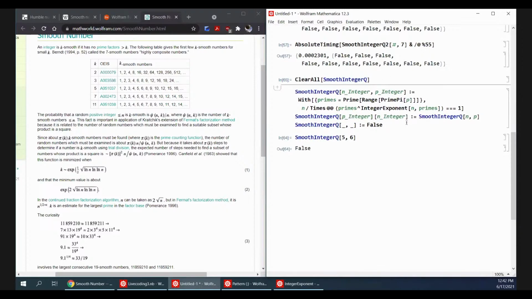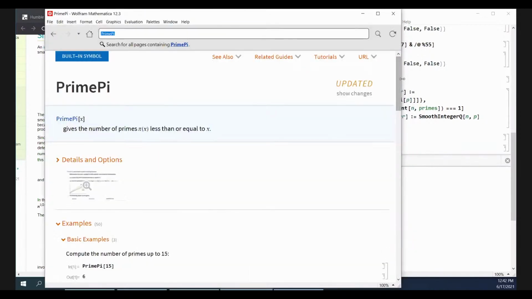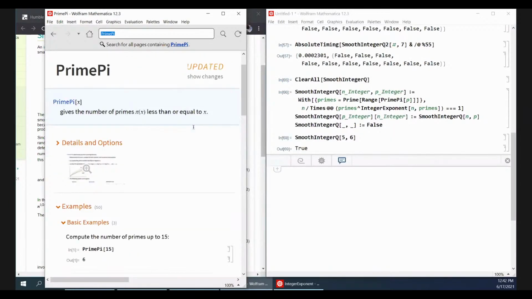Let's test it and see if this will return true now. Ah, okay, so it does return true, because every prime pi is less than 6. I think that's actually pretty nice. What does prime pi return? Prime pi is the number of primes that are less than or equal to p. I'll pull up the documentation. And prime pi accepts reals as well. So you could even accept reals, which Sander had suggested on the chat.